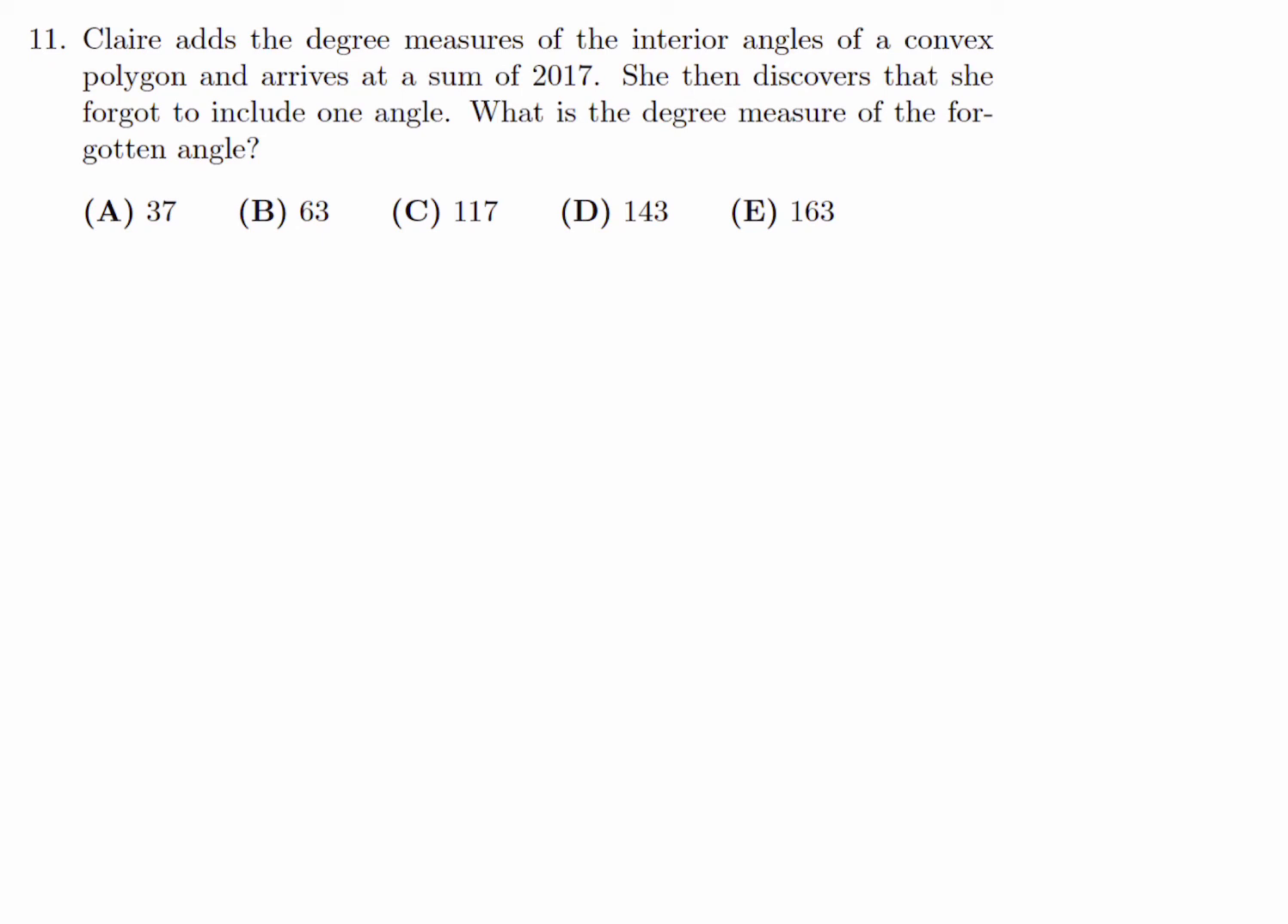Well, anytime you have a convex polygon, the sum of the angles is always of the form 180 times n, whatever n is. So all of the angles would be 2017 plus that forgotten angle, which I will call x. So this is basically the formula. This has to be a multiple of 180. So I just would go through each of these answer choices and see which one gives one to substitute for x. That would give n as an integer.